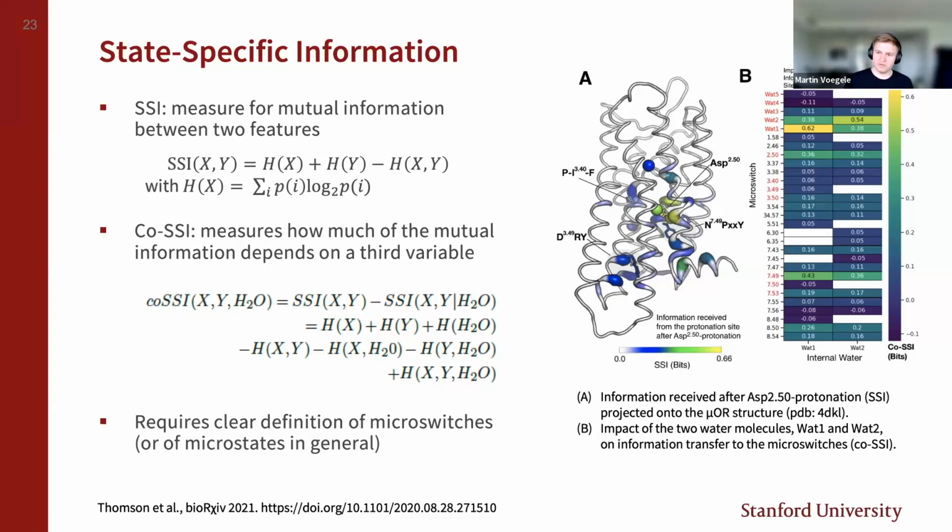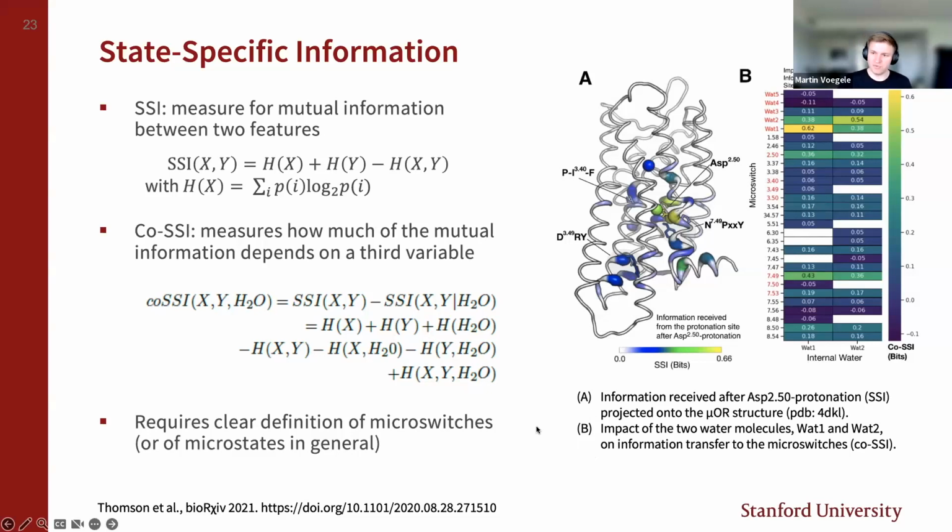Then a further evolution of that is the co-SSI, which measures how much a third variable co-depends on two residues. For example, you have this aspartate, you have another motif down here, and you want to know how much each water couples the strength of the interaction between those two. So how much does this contribute to the correlation between those two? For example, this one does not do much, but this one mediates a lot of the shared information between two residues.